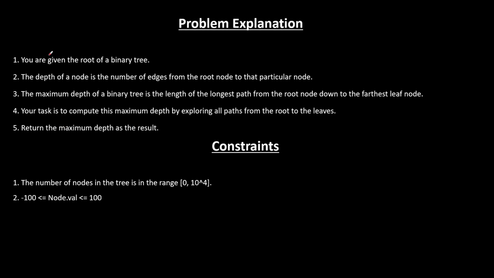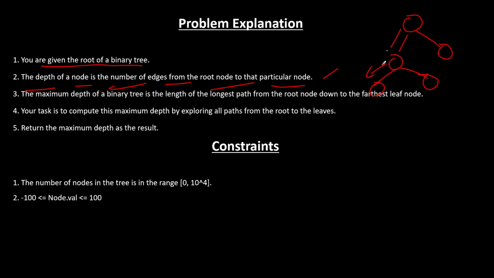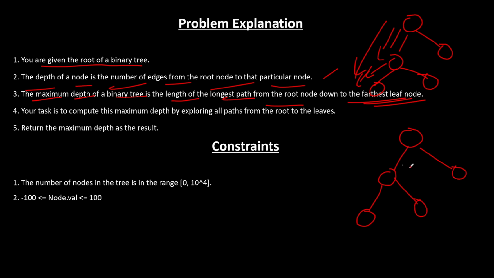So you are given the root of a binary tree. The depth of a node is the number of edges from the root to that particular node. So this is basically the explanation of what a depth is. If this is a binary tree, then this represents a depth, right? You are going this way towards the leaf node. The maximum depth of a binary tree is the length of the longest path from the root node to the farthest leaf node.